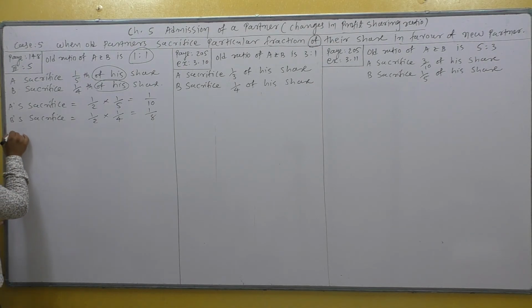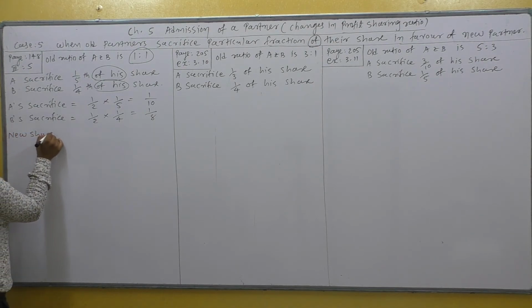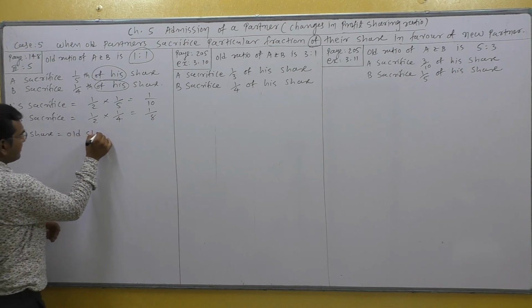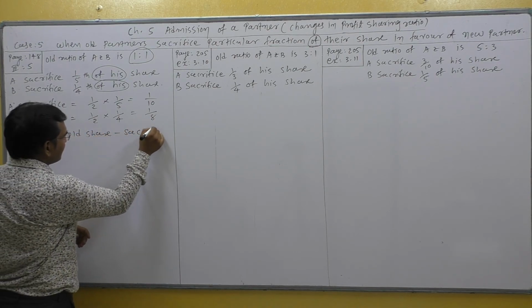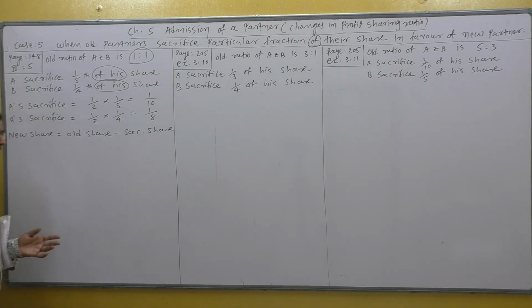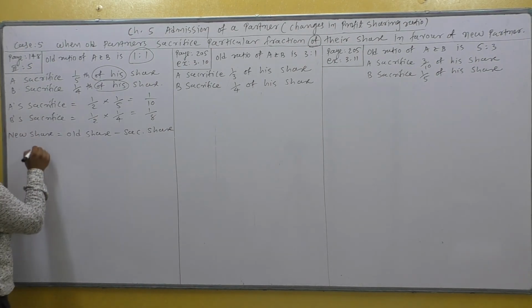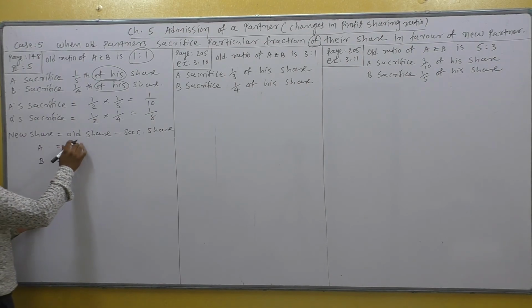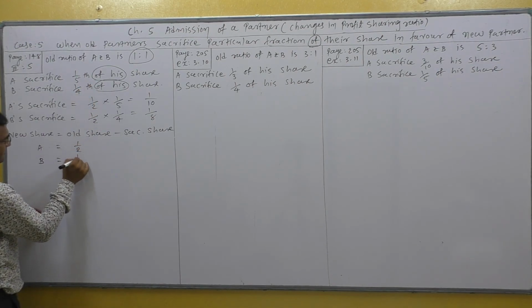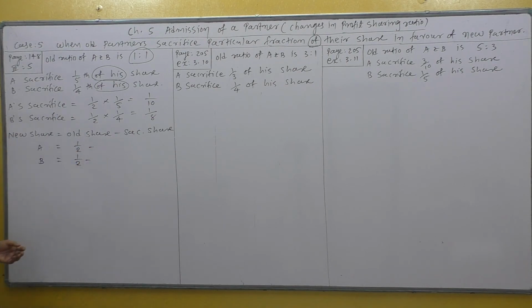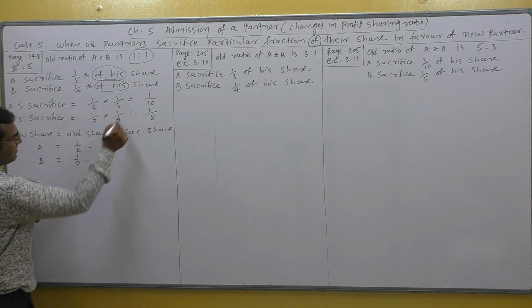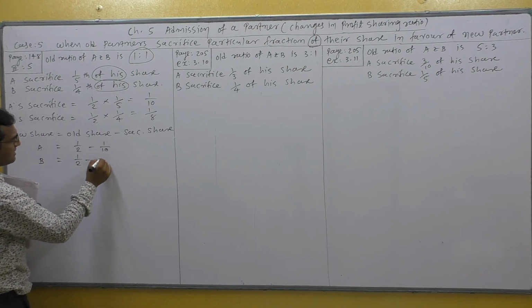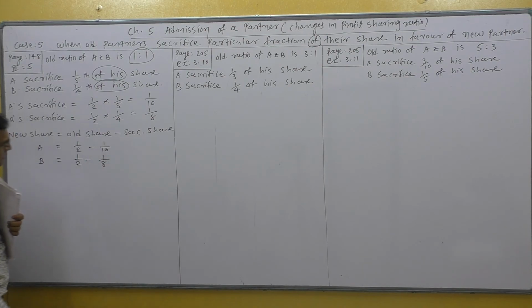So in that case, new share is equal to old share minus sacrifice share. New share is old minus sacrifice share. So here there are two old partners A and B. Old share is 1/2 minus sacrifice share. A sacrifices 1/10 share. So 1/10. B sacrifices 1/8 share. Understand?